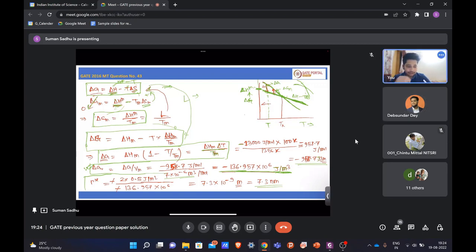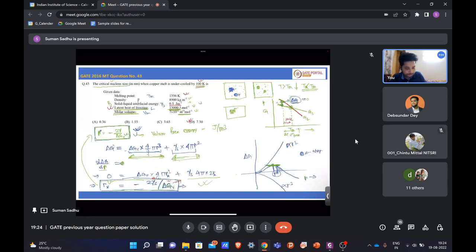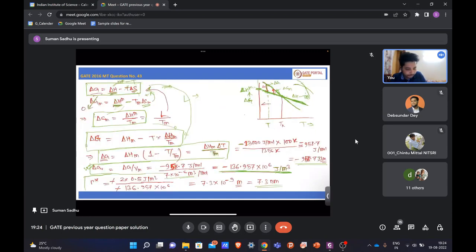Exactly at Tm solidification will not start, because I have already told you, right. At Tm, what is happening? If you see these two free energy curves, these two lines, at Tm this difference is zero, because at Tm Gs is equal to Gl. The free energy of solid and free energy of liquid are equal. So you don't have any extra energy at this temperature for solidification to occur.